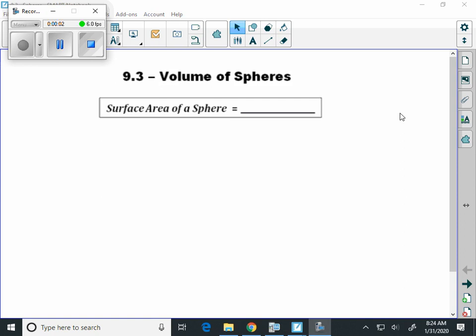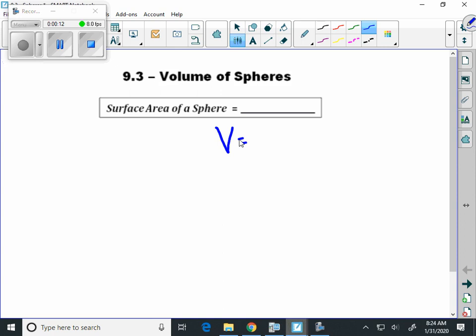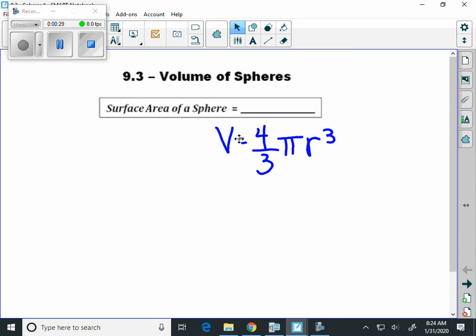Today we're going to talk about the volume of a sphere. Again, it's the last formula on your green paper that we haven't looked at. The formula for the volume of a sphere is 4/3 pi r cubed. Again, the green paper will be provided for you, so you don't have to memorize something. But there is our formula.